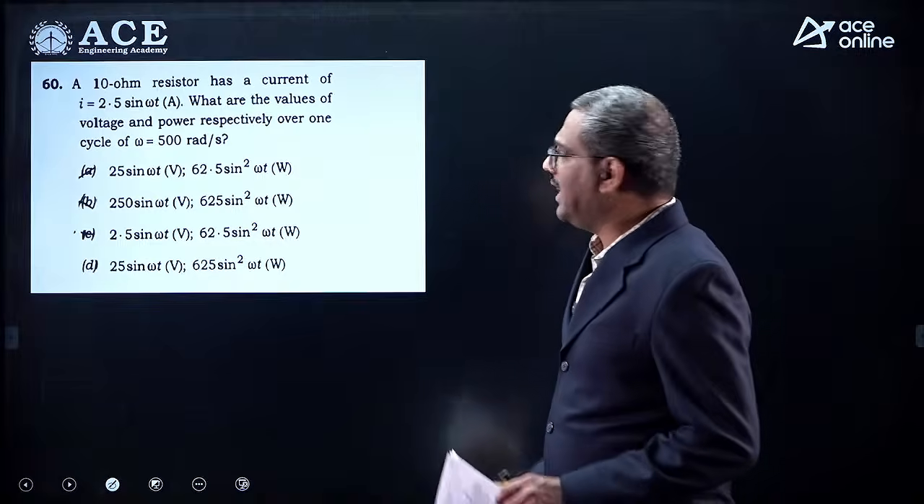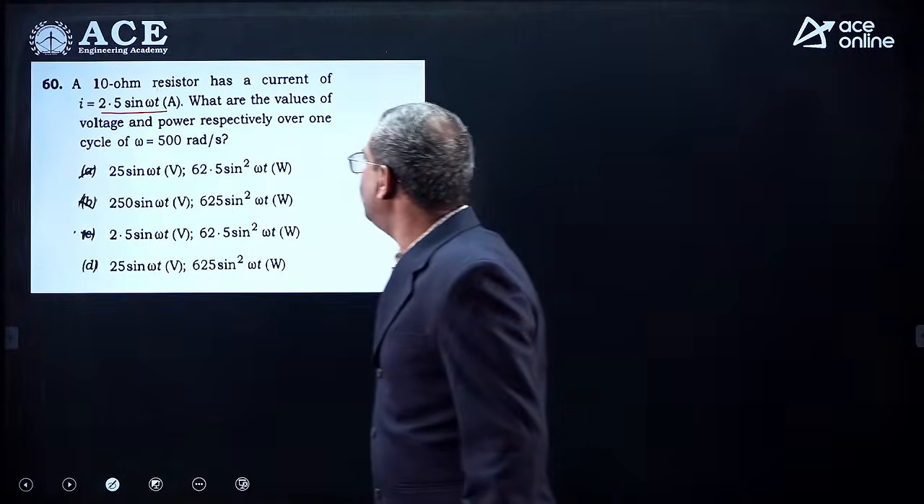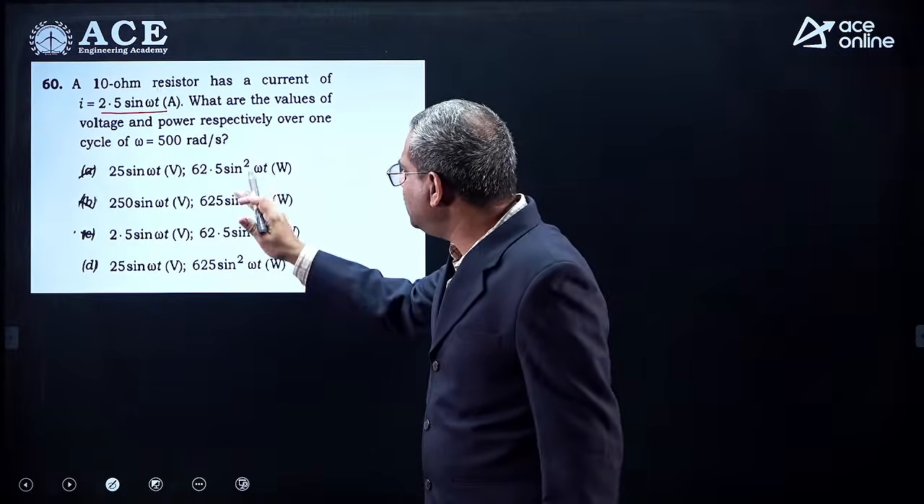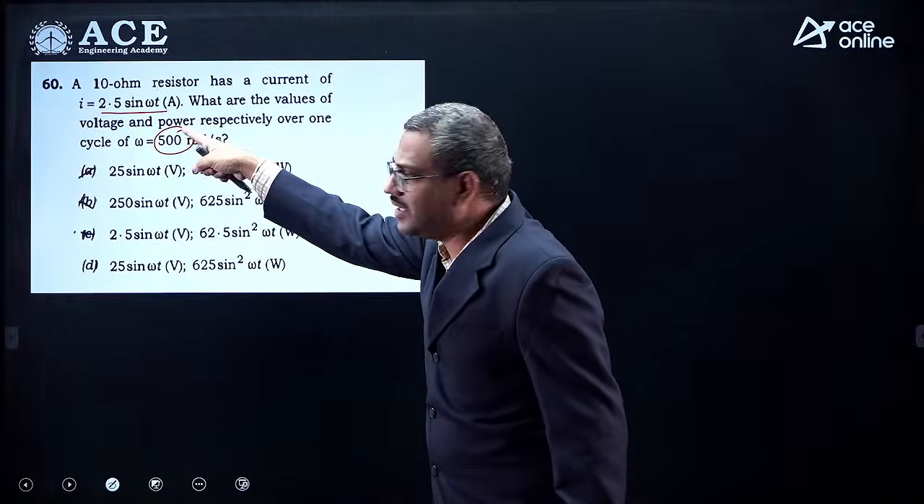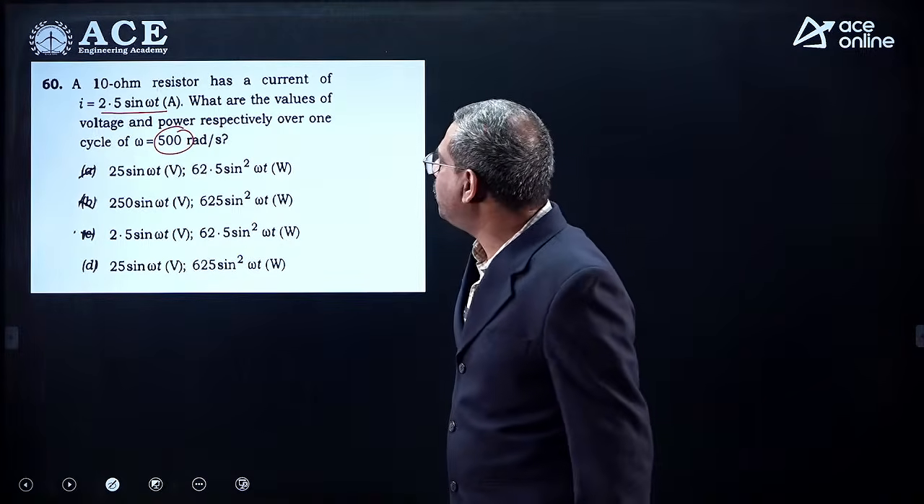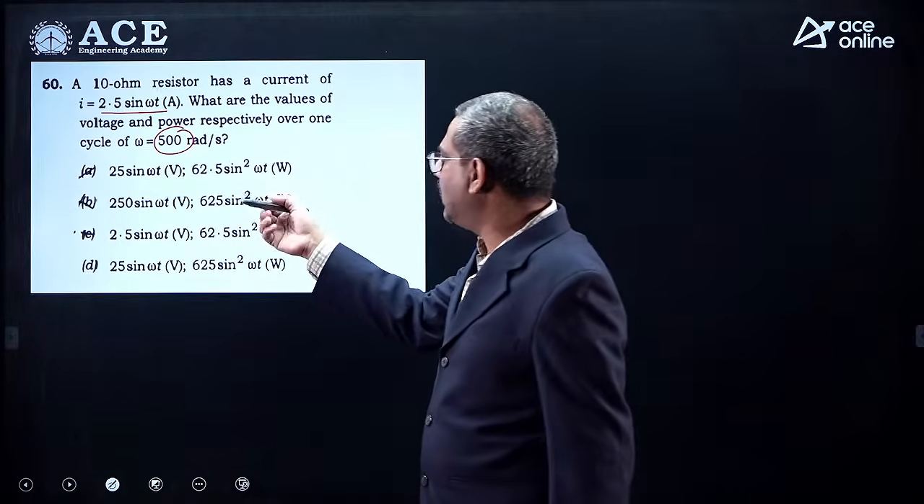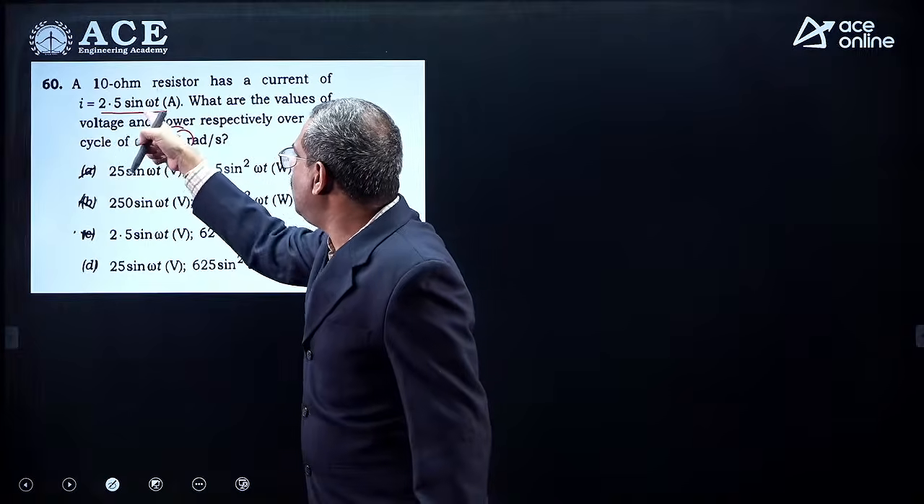Now he gave a 10 ohm resistor and a current of 2.5 ampere sin omega t. What are the values of voltage and power? He gave this omega, but it doesn't matter because he is expressing the answers in terms of omega, and not substituting it anywhere. First of all, he is asking voltage. Now V equals IR. I is 2.5 sin omega t, R is 10. So V is IR, 25 sin omega t.